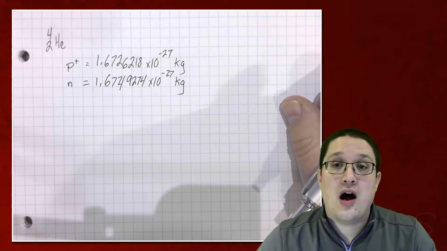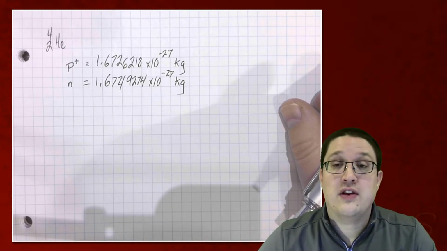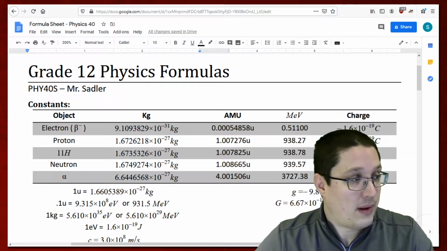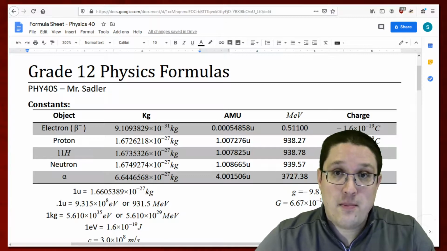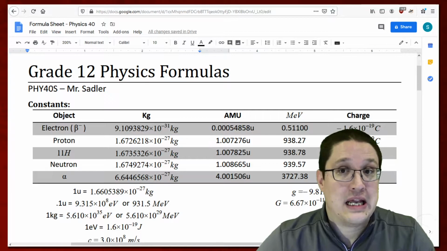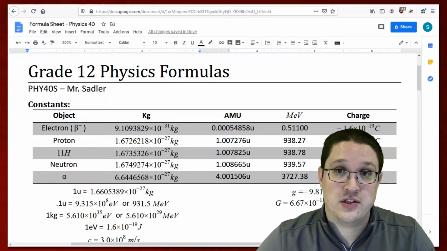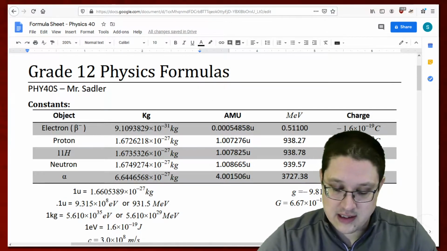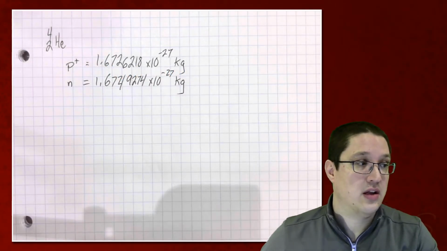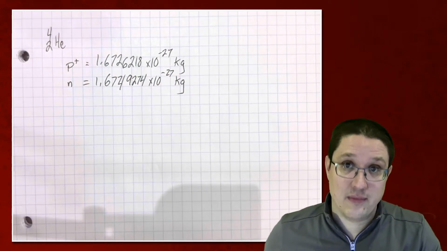Now, on our physics formula sheet, we can actually see a nice chart here at the top of this table. From this, you can see the protons and the neutrons and the mass of those. I will have the formula sheet in our class notebook so you can find these values yourself. The proton and the neutron have very specific masses. So let's use this and see what the mass of helium-4 is.